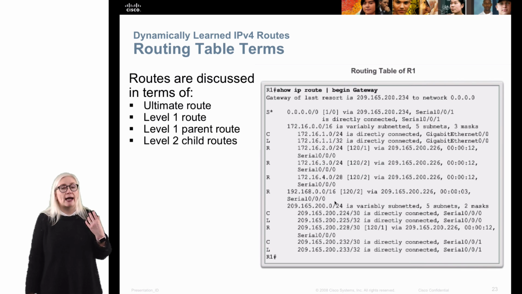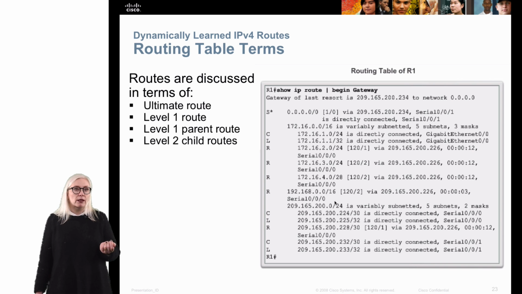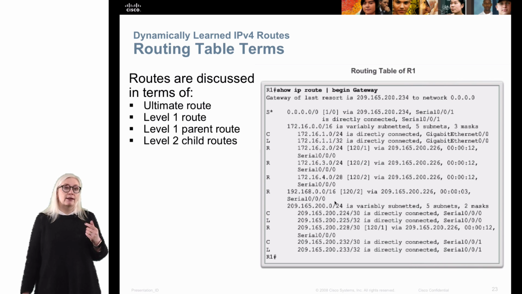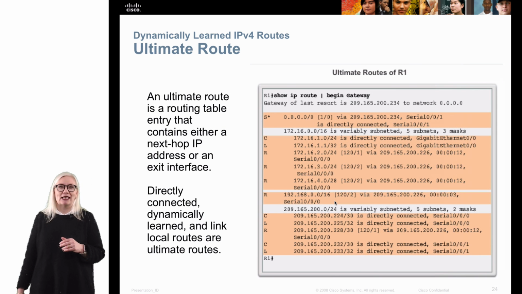When we are looking at the routing table, we have different types of routes that we discuss. We have something called an ultimate route, and then we have level 1 routes. A level 1 route could be a parent route, and then we have a level 2 child route. This is something we have if we do subnetting. If we do not do any subnetting, then we have ultimate routes. So let's look at some examples.